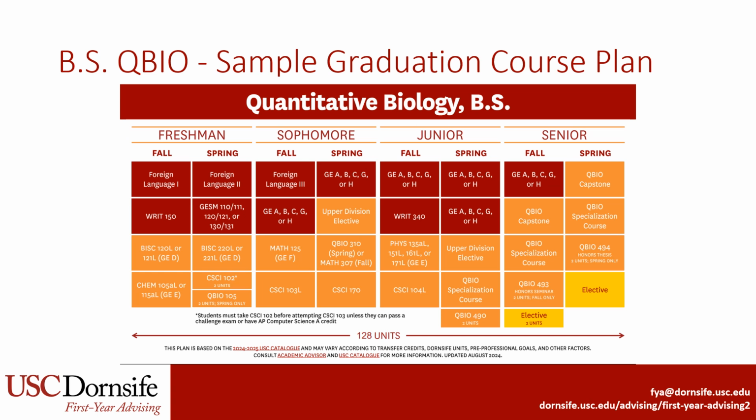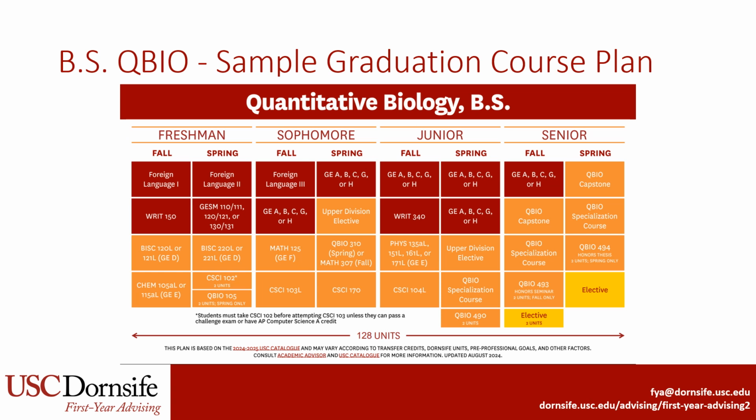This is one example of how students can move through the major requirements over the course of 4 years. You'll see in red the USC core requirements, foreign language, writing, and GEs. In orange are the major requirements, and in yellow are the degree electives, or the courses students take to meet the 128 units required to graduate from USC.